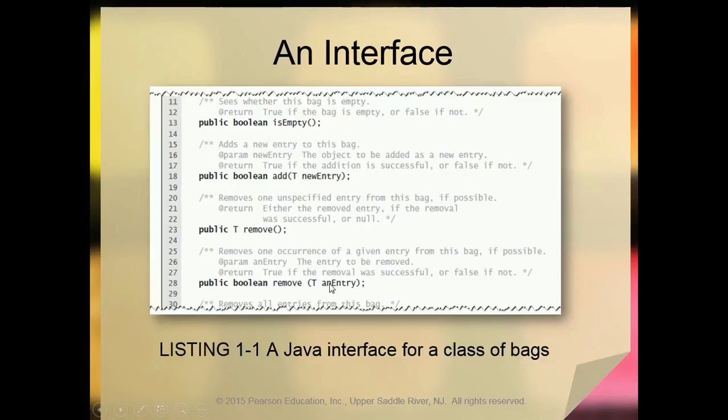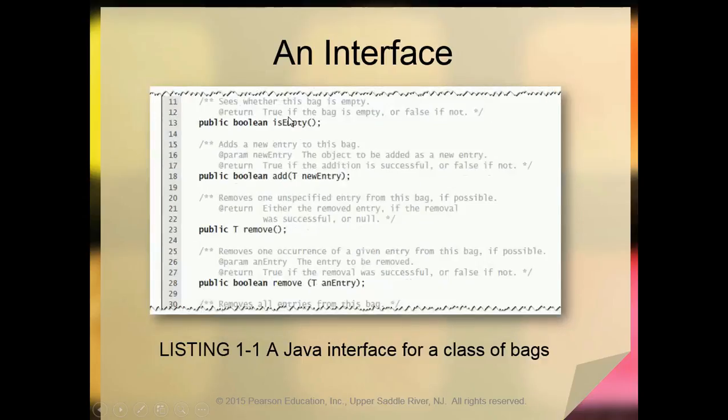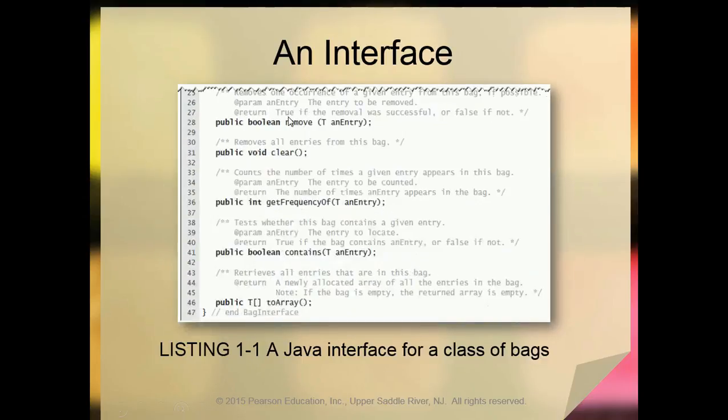Here we have a specified entry. It removes one occurrence of a given entry from the bag. For instance, if this object T is in the bag, it will remove one of the objects. If this particular object is duplicated in the bag, it will remove just one. If it removes it successfully, it returns true; if not, it returns false. Here's the prototype: public boolean remove T entry.